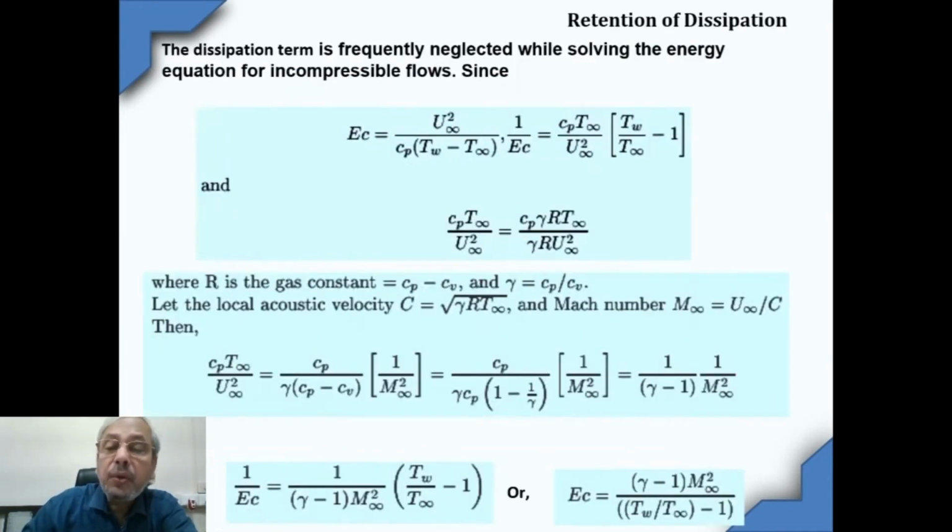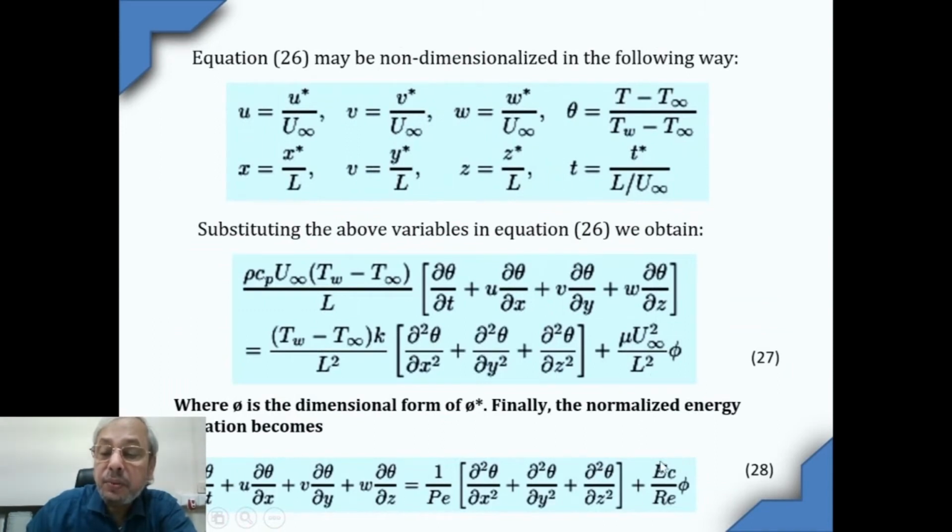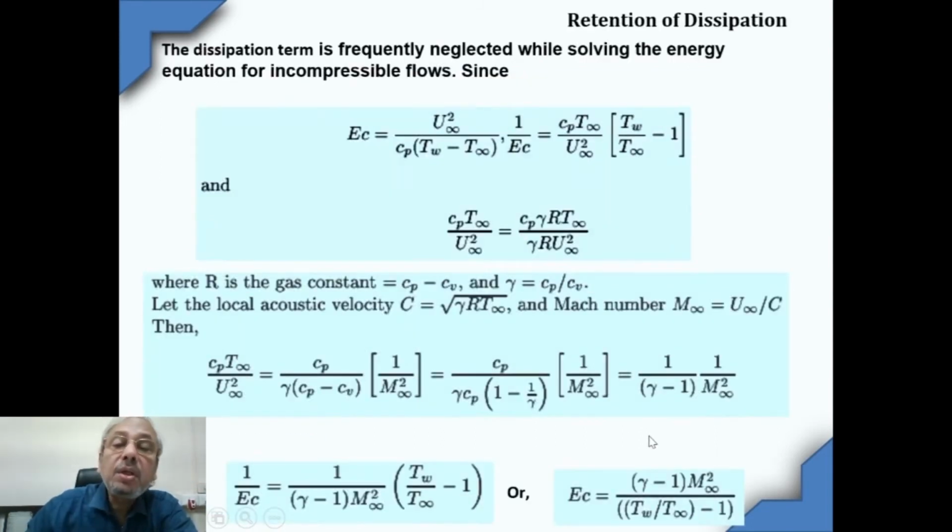So we can then look at whether this viscous dissipation we will retain or not. So if Eckert number is given by velocity, reference velocity squared divided by Cp Tw minus T infinity, then 1 by Eckert number we can write this way. From here we can see that Cp T infinity by U infinity square, again we can write in this way, Cp nu r T infinity divided by nu r U infinity square.